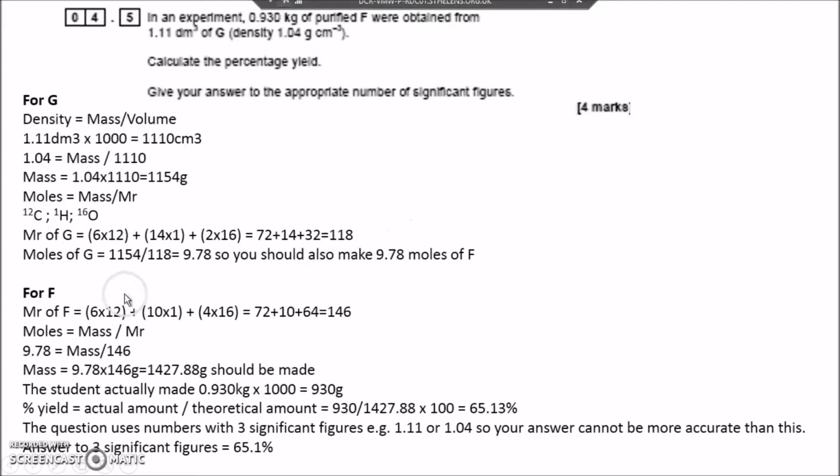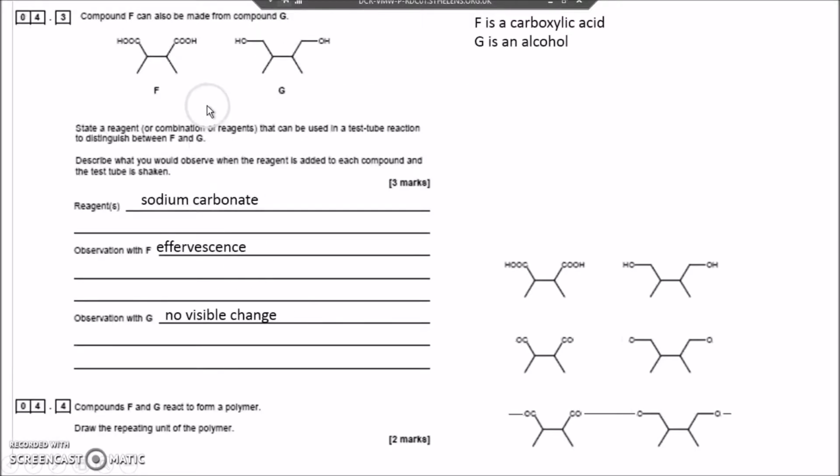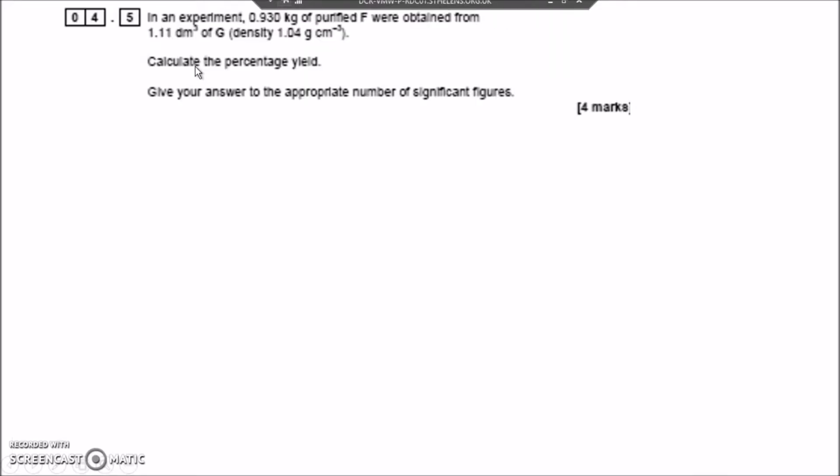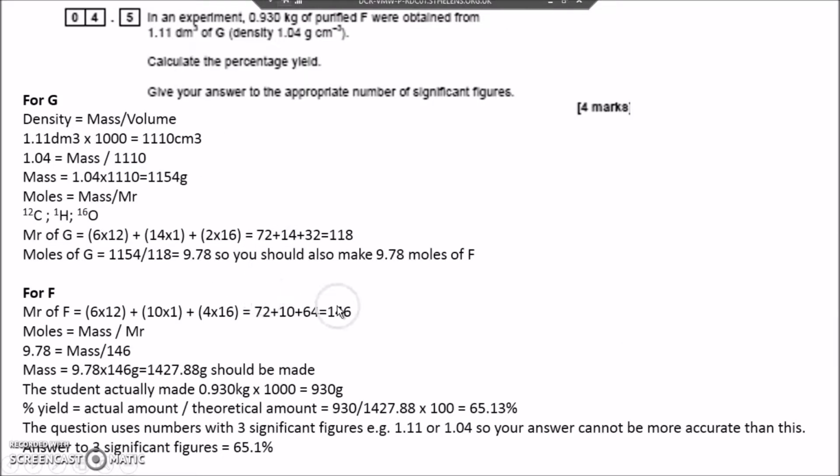I want now to work out from the MR the mass that I've got. I'll work out the MR of F. Let's just see what it is. 1, 2, 3, 4, 5, 6 carbons. That's 6 12s. How many hydrogens? 3 on there. 3 on there is 6. 7, 8, 9, 10 H's. Each of those got an atomic mass of 1. And I've got 4 oxygens, 4 16s. 146. So I should make 9.78 moles of F.